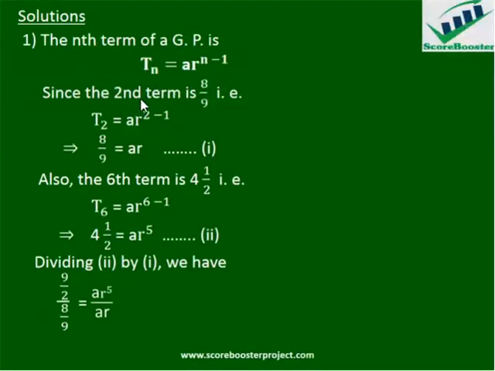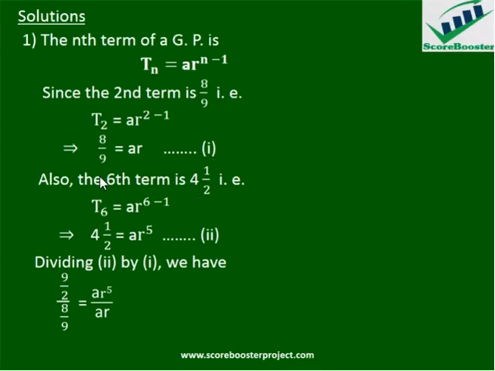we are told that the second term of a geometric progression is 8/9 and the sixth term is 4.5. We are asked to find the first term a and the common ratio r. We all know the formula for the nth term of the geometric progression to be t subscript n equals a r raised to power n minus 1. Since the value for the second term, which is denoted as t2, is given as 8/9, from the formula, t2 equals a r raised to power 2 minus 1, which is a r. And the value for T2 is already given as 8/9. This implies that 8/9 equals ar, and that is tagged as the first equation.